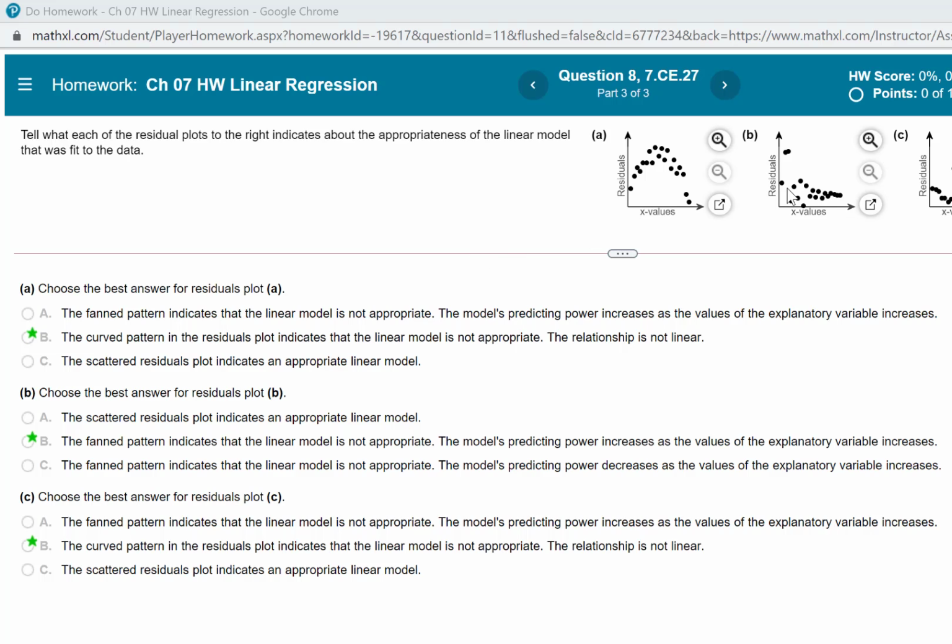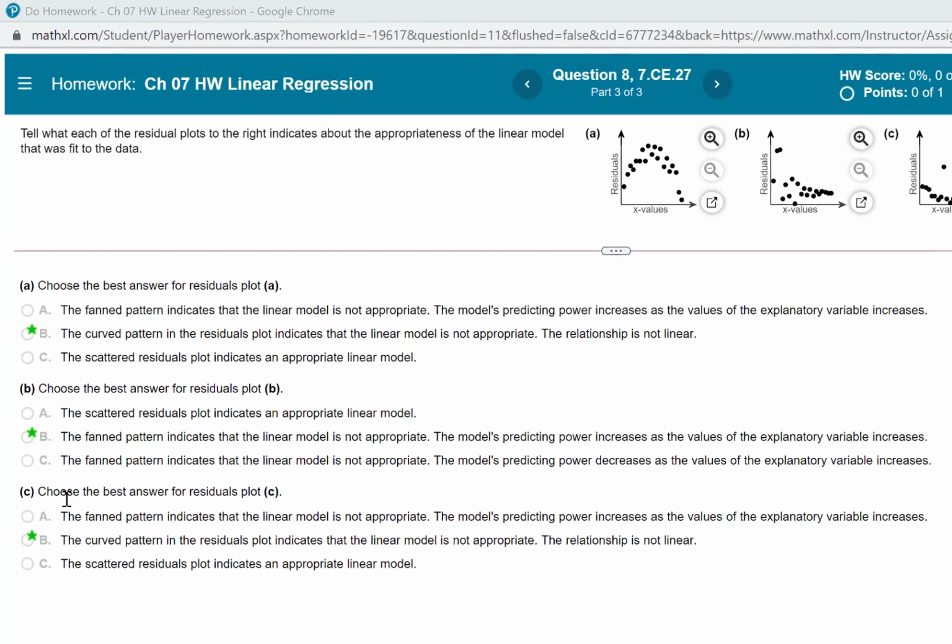Okay, so for plot B, we do see this fan here, and we see a fan and a curve, right? So it does not look like it's going to be appropriate. So the fan pattern indicates it's not appropriate, so it looks like B and C are the same. This is an add-on though. The model's predicting power increases as the values of the explanatory variable increase. So here's our explanatory variable, the x. As that increases, notice I get tighter, and it's going to be a better prediction because these values are closer together. If the fan went in the other direction, then the predicting power decreases as it increases.